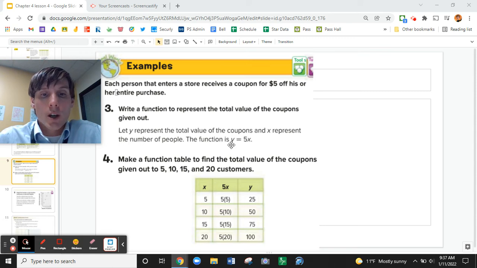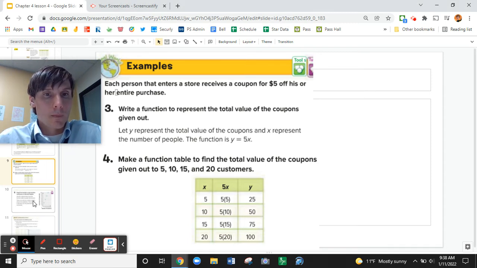So our equation is y equals 5x. X representing the number of people that get this coupon, right? Y represents the total value of those coupons. Y equals 5x. So we put this into our table. X, Y, right? Domain, range. So for our domain, we make a table for 5, 10, 15, and 20, like so. We just plug all those in. Again, we're just substituting our x into this equation to get our y. Okay, 5 times 5, 25. 5 times 10 being 50, etc.